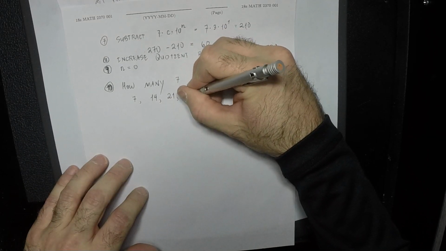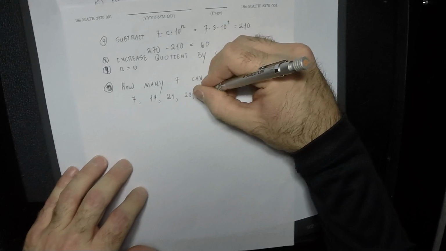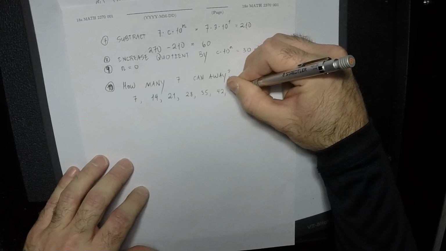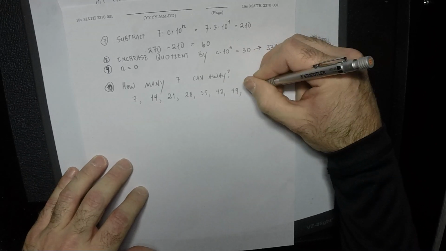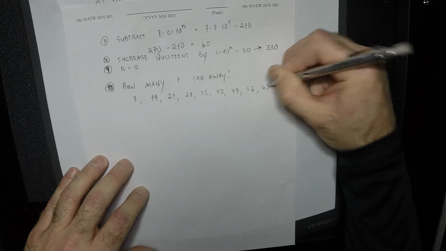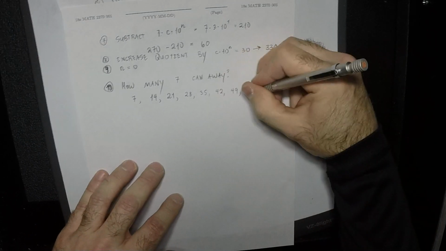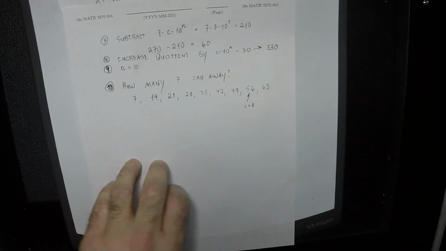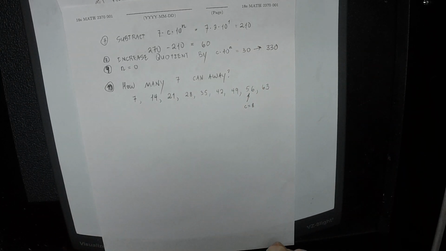Could we do 28? Yeah. Could we do 35? Yes. Could we do 42? Yes. Could we do 49? Yes. Could we do 56? Yes. Could we do 63? No. The answer is no. And of course, this one corresponds to C is 8. So the answer to that question was that C is 8.